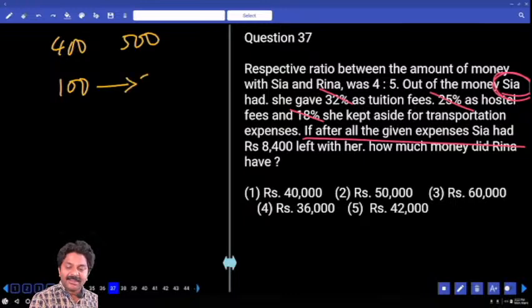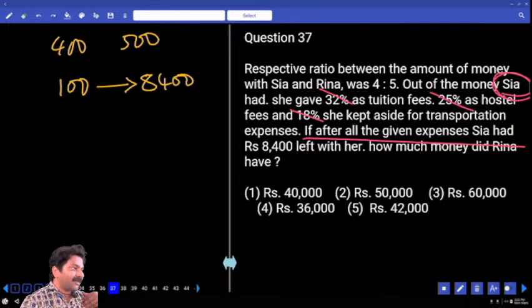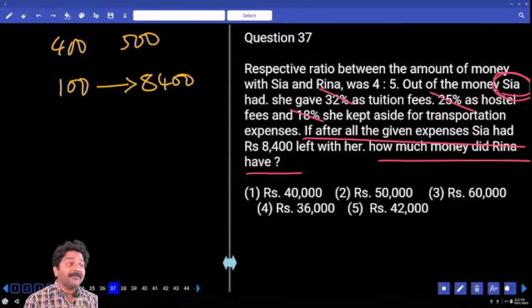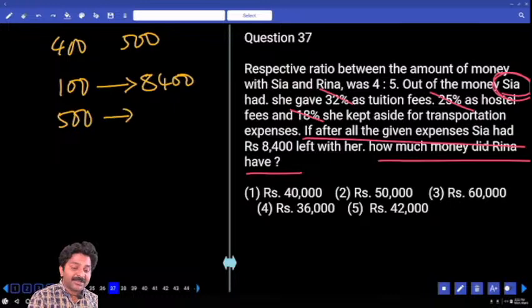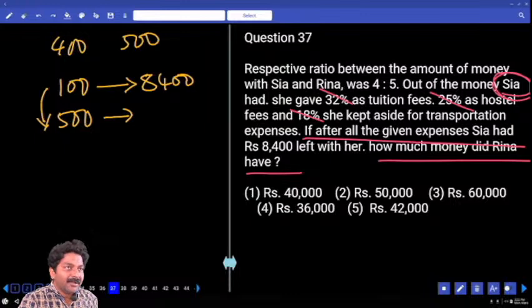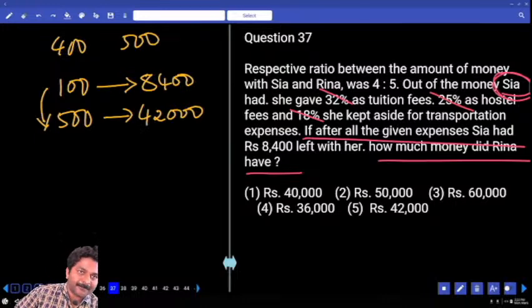Correct? And now, after all the expenses, Sia had 8,400 left with her. So that means 100 is equal to 8,400 only. Right. 100 in terms of our number, but actual number is 8,400. How much money did Reena have? Reena, second person. How much is her money? 500 in terms of our number. 100 becomes 500. Multiplied by which number? 5. Right hand side also we have to multiply it with 5. Take 10 times and make it half. 10 times 8,400 is 84,000. Half of that number 42,000. Fifth option. Over.